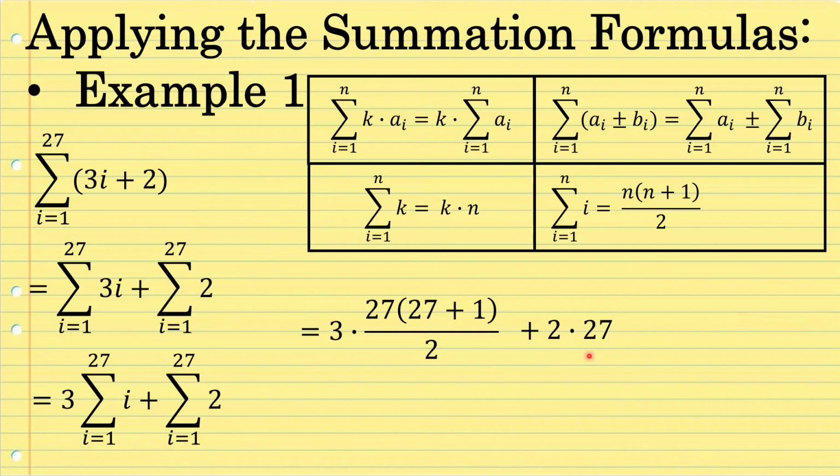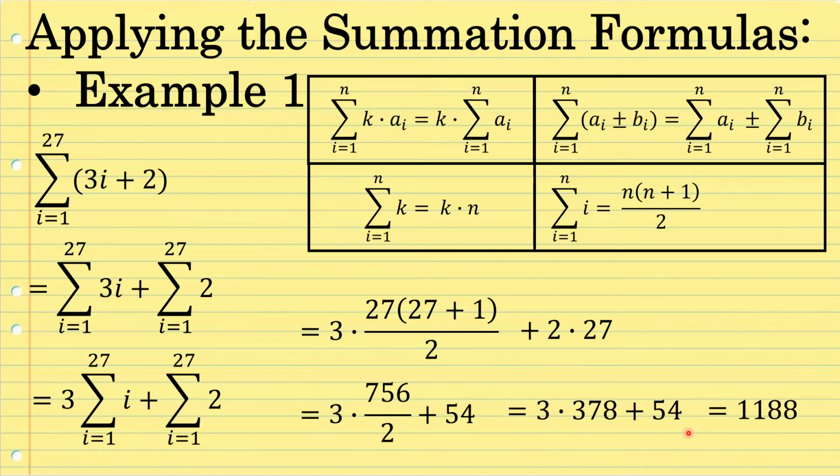And now it's just a matter of doing the arithmetic to simplify this. 27 plus 1 is 28, times 27 is 756. 2 times 27 is 54. Using the order of operations, I'll go ahead and do this 756 divided by 2 to get 378, times 3, plus 54 equals 1188. The result of the original sum is 1,188.